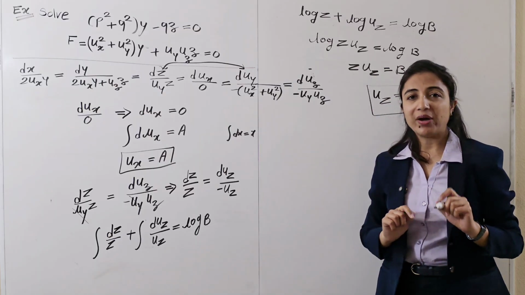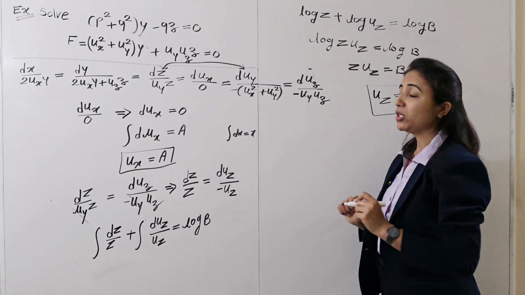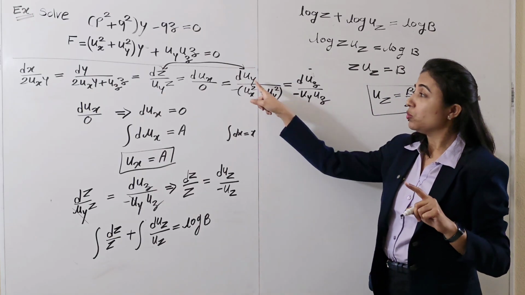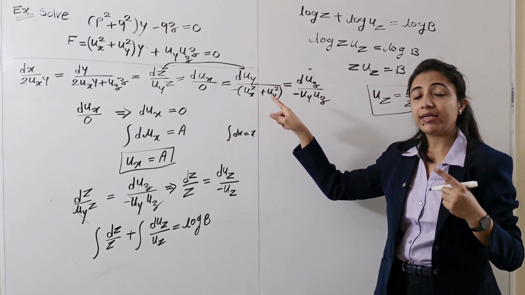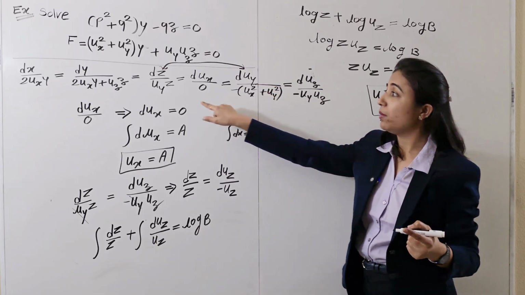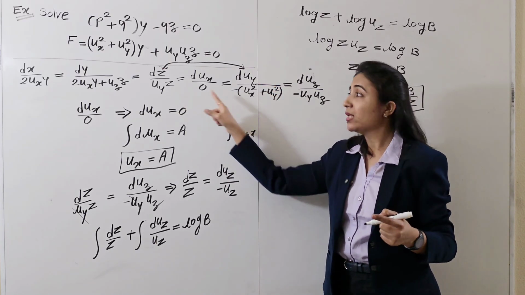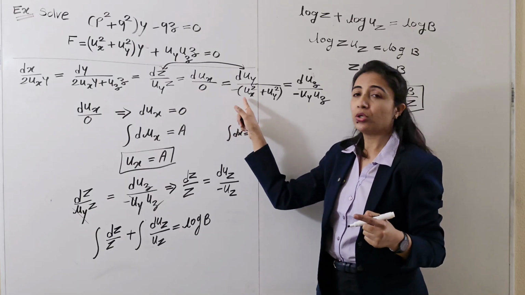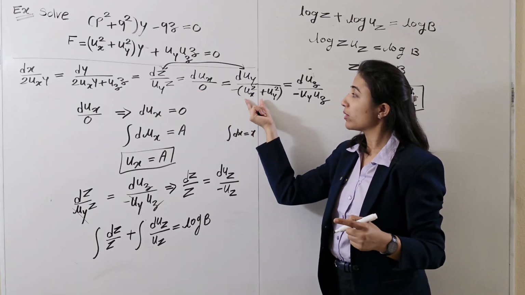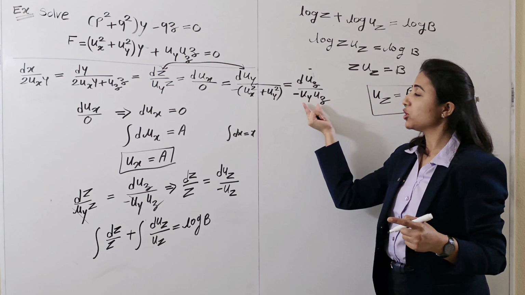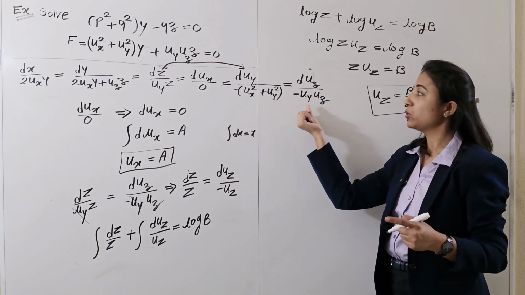And lastly we have to find the complete solution. That complete solution contains uy dy, that is the integration with respect to y. So that will not be possible to integrate. That's why we are not taking these two parts. So if we take the combination with this one, again it is possible to solve.